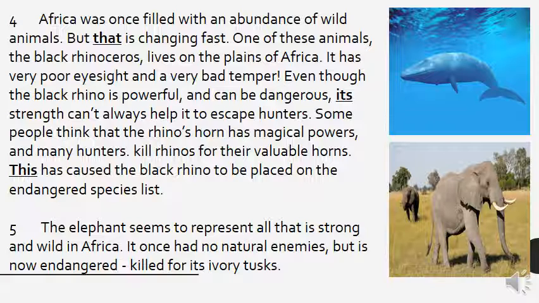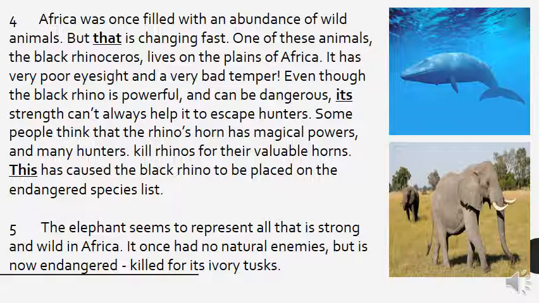Many hunters kill rhinos for their valuable horns, so their horns are very expensive. This has caused the black rhino to be placed on the endangered species list. And this is the list that we talked about the week before, in which many animals were placed, and after that they become extinct.